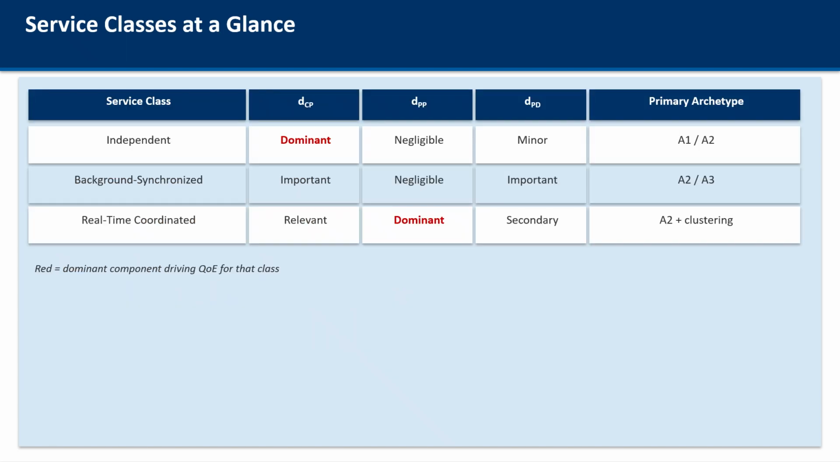Here is a summary table of the three classes and their dominant latency components. For independent services, DCP is dominant and the others are negligible or minor. For background-synchronized services, both DCP and DPD are important. For real-time coordinated services, DPP is the dominant driver, DCP is still relevant, and DPD is secondary. This table is the key design map for the placement rules I will describe next.